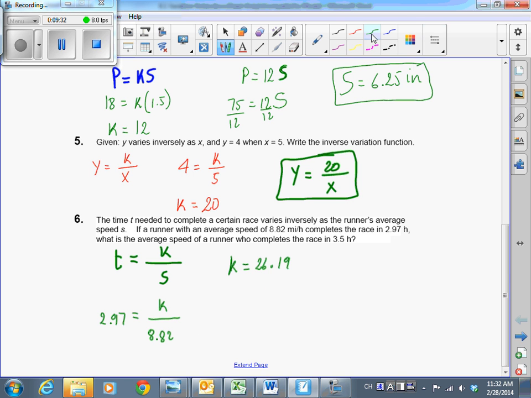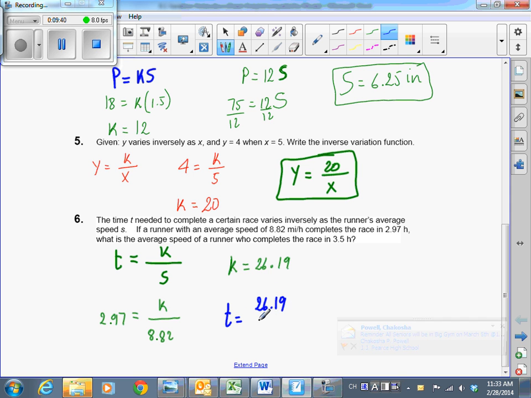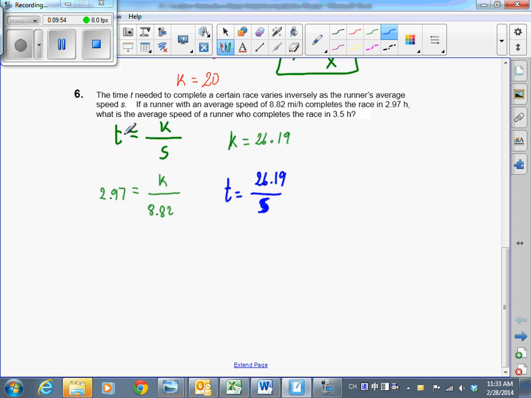the equation is T is equal to 26.19 over S. This is S, not 5. That's just the equation. But let's read what they're asking me to find. They say, what is the average speed of a runner who completes the race in 3.5 hours?